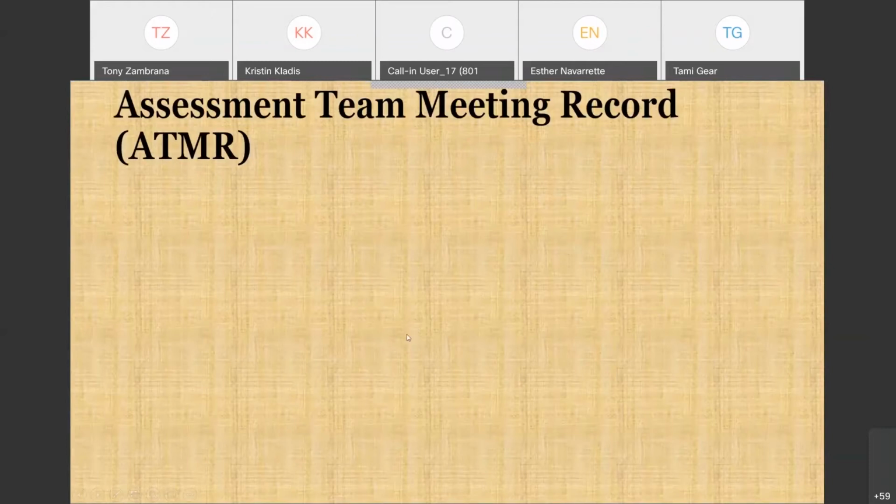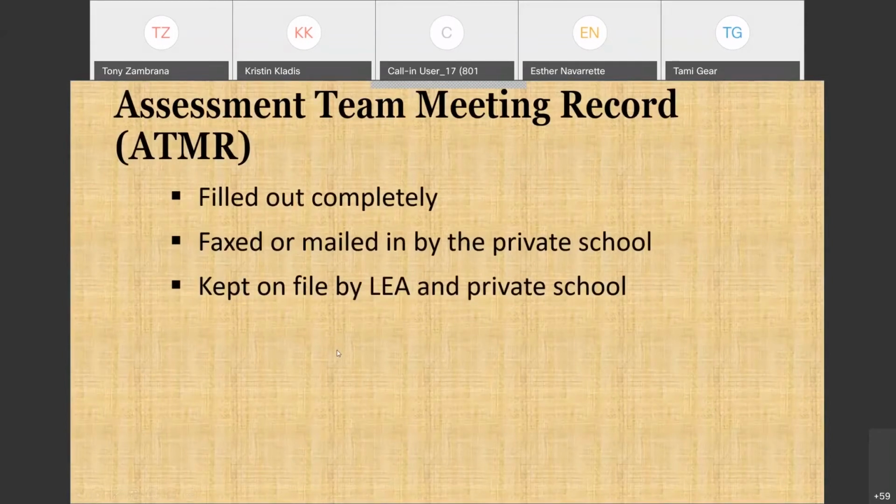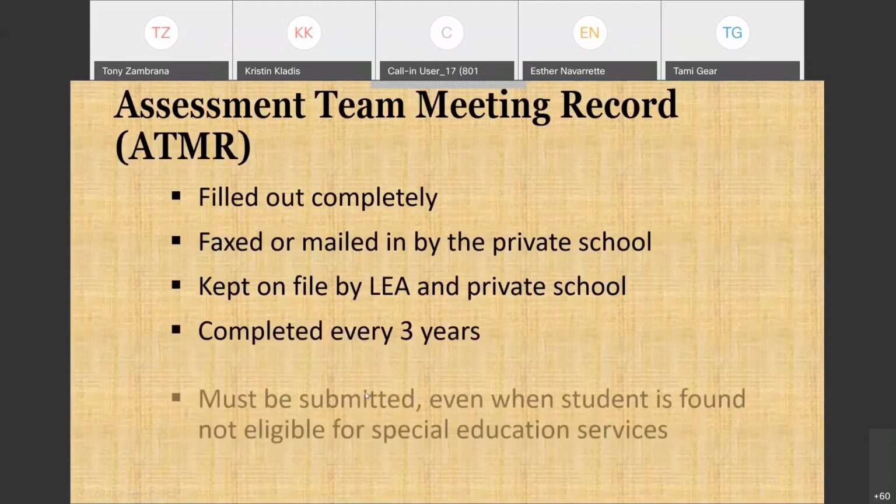Yes. Okay, good. All right, so now we're going to get into the assessment team meeting record, or ATMR. So it needs to be filled out completely. It needs to be faxed or mailed in by the private school. So you'll notice that some of this information is going to be redundant. It needs to be kept on file by the LEA and the private school, both the LEA and private school need to have their copies. It needs to be completed every 3 years.